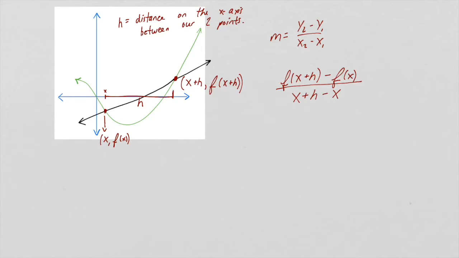The last thing we're going to do is simplify this denominator. X minus x, they add to 0, they cancel out. So we're left with, the numerator stays the same, f of x plus h minus f of x all over h. And this is our difference quotient. That's where the formula comes from.